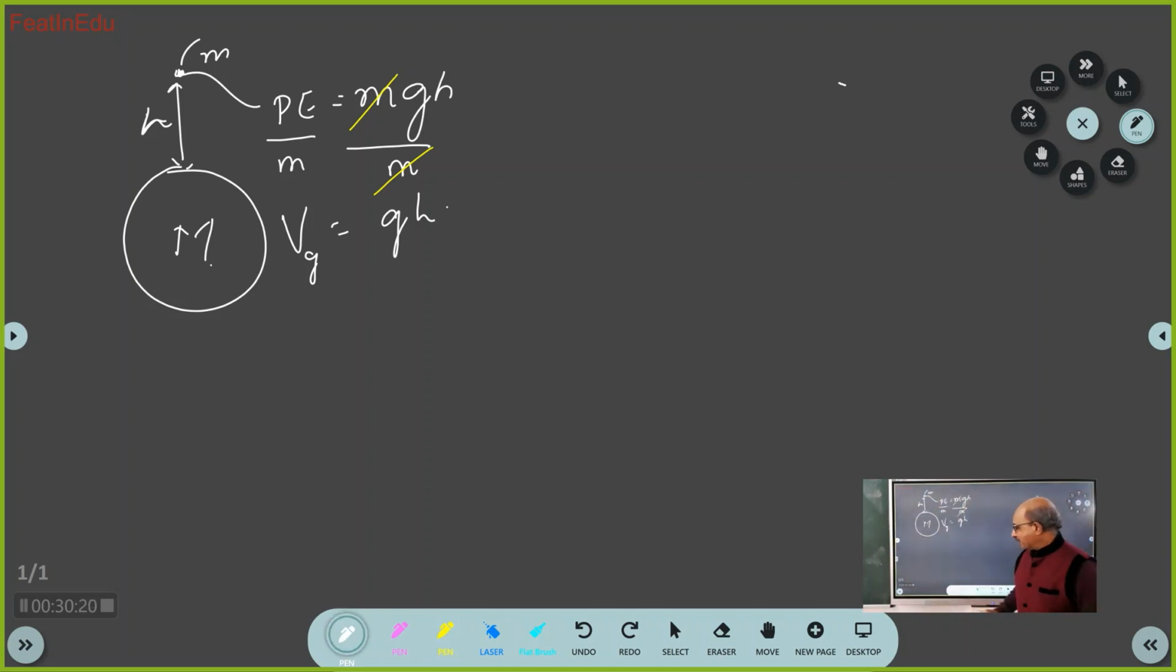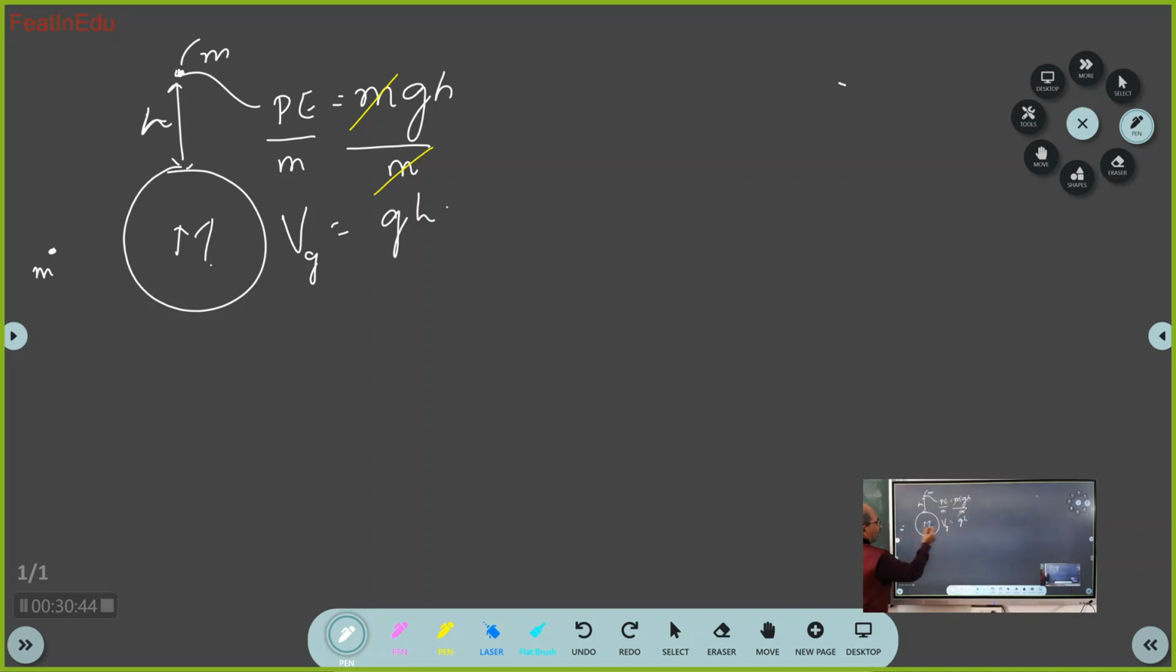Yes, that happens. So Vg is equal to 0. Now let's look at the interpretation of this. G, what is G? Acceleration. Magnitude of the acceleration due to gravity. Correct. What is H? Height above Earth. Now, supposing I keep the mass here.